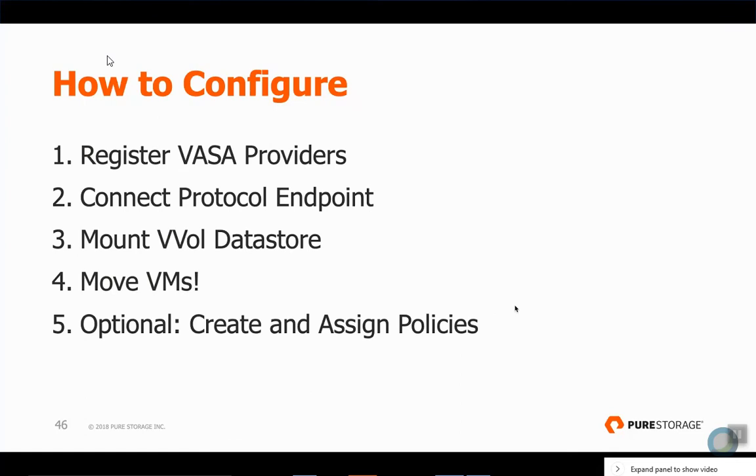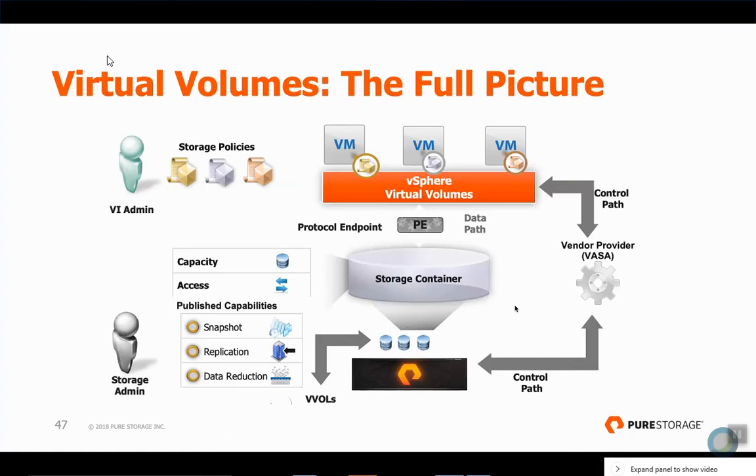So, in general, configuring VVols, fairly easy. You've got to register your VASA provider, right? So you have to tell VMware, point it to your array. The VASA provider will talk. Connect your protocol endpoint. You create that PE. That's a one-time operation. Mount your VVol Datastore. That's a one-time operation. And then migrate your VMs. Now you're running VVols. Okay. So you can obviously create and do your policy building later. And that's what it looks like, guys. I mean, that's the long and short of it.